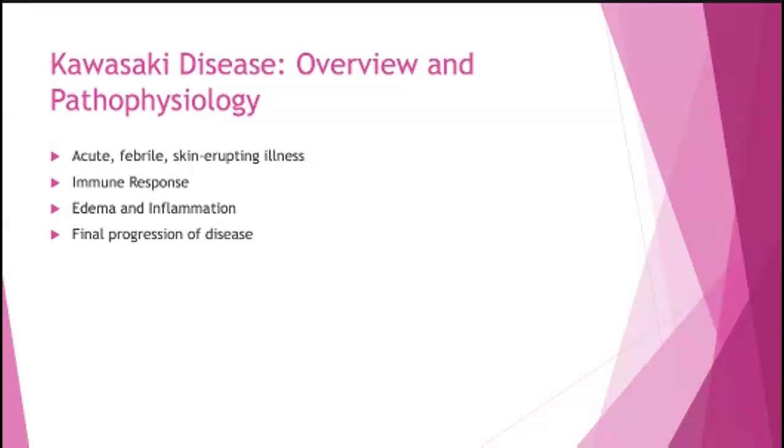Final progression: the weakened inflamed vessels are prone to clot, or thrombus formation. Increased platelet count during viral illnesses worsens the risk. Children can develop myocardial infarctions, coronary artery aneurysms, and in severe cases, sudden death. So the key points: Kawasaki's disease starts as a febrile illness but can lead to serious life-threatening coronary artery complications. Early recognition and treatment are needed to drastically reduce the risk of aneurysms.